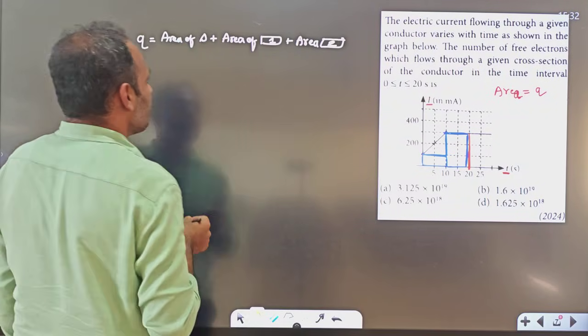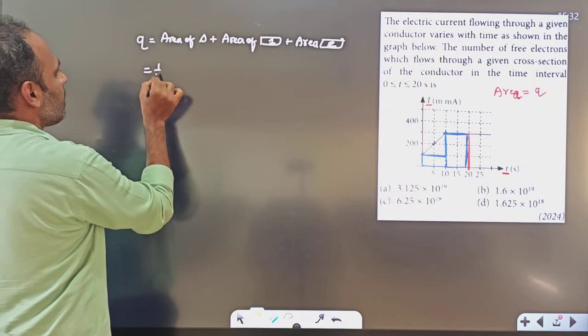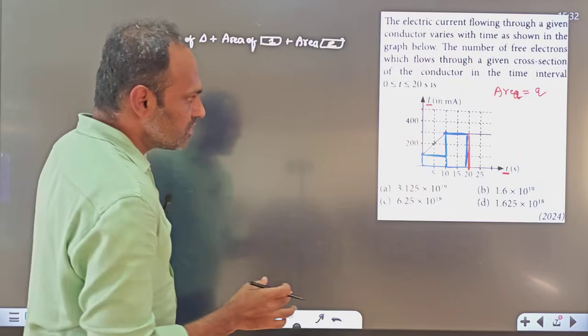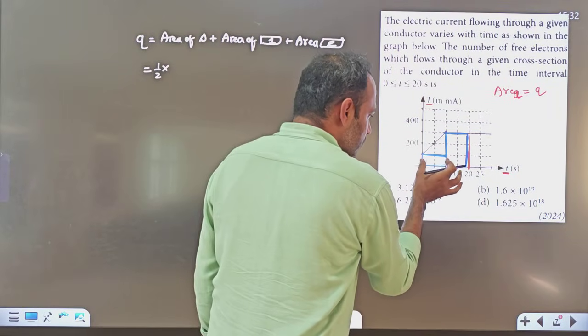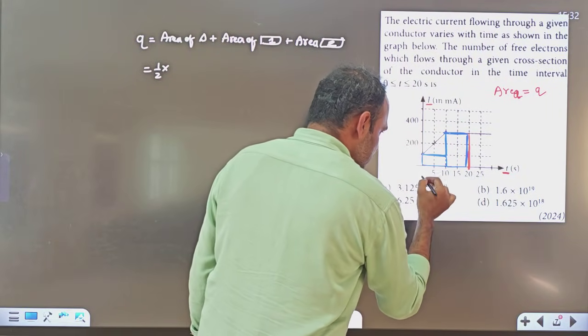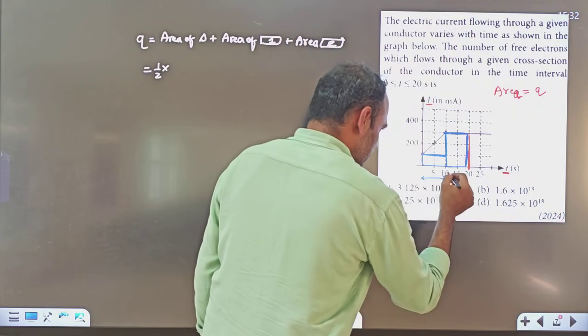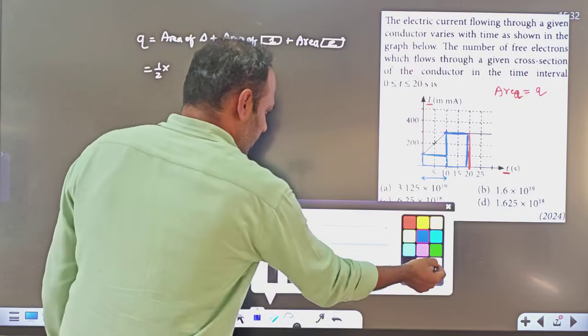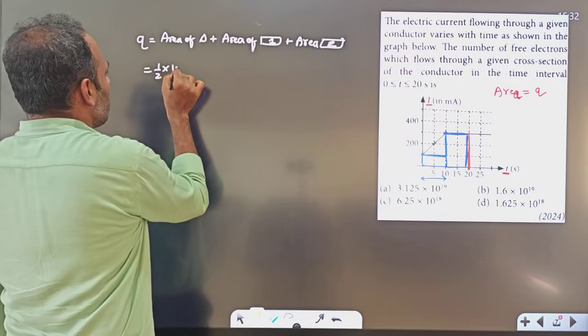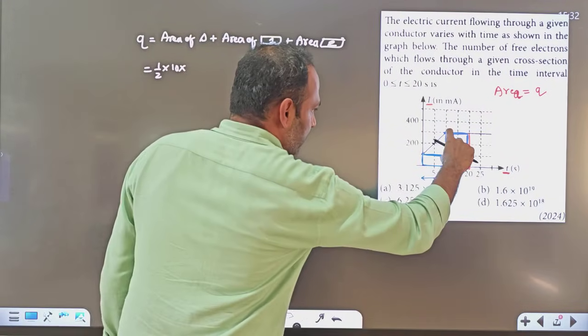You can apply the trapezium formula also. Area of triangle is half into base into height. See, this is called the base of the triangle. How much is it? It is 10. So base is 10. How much is the height? This is called height.